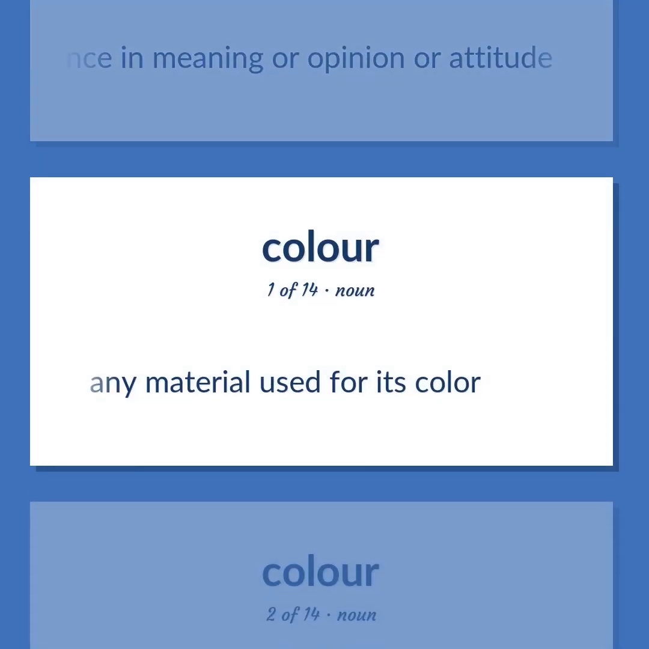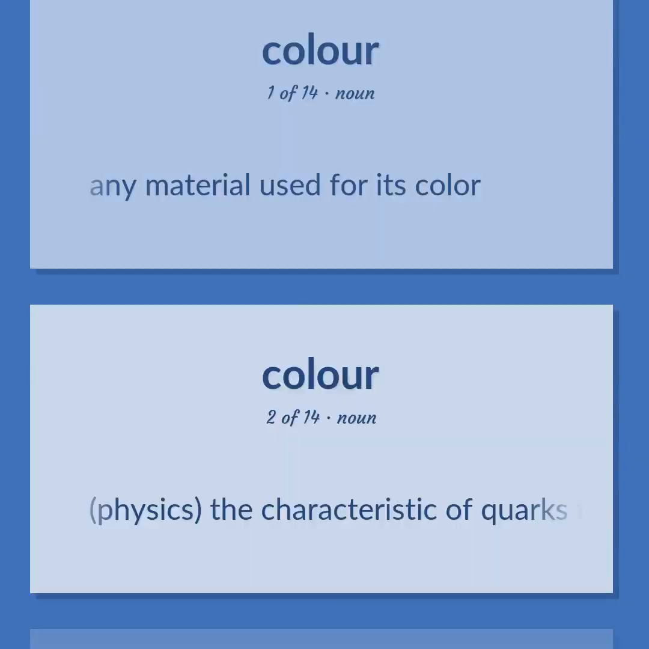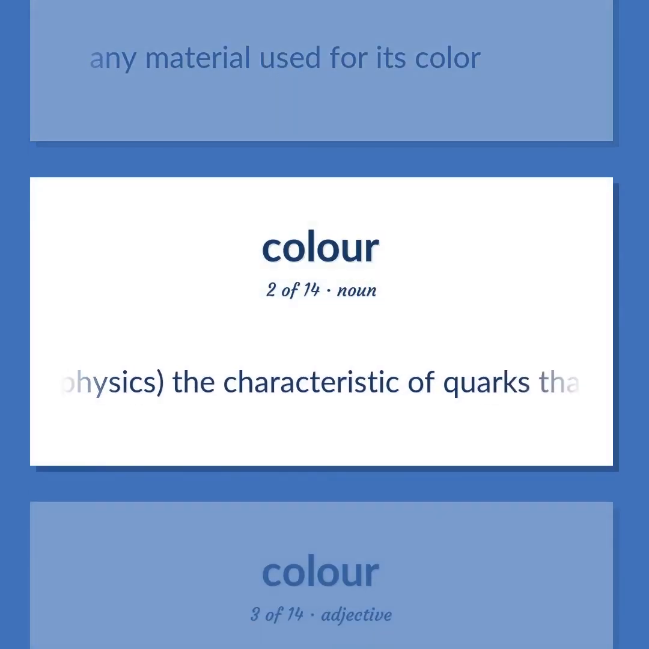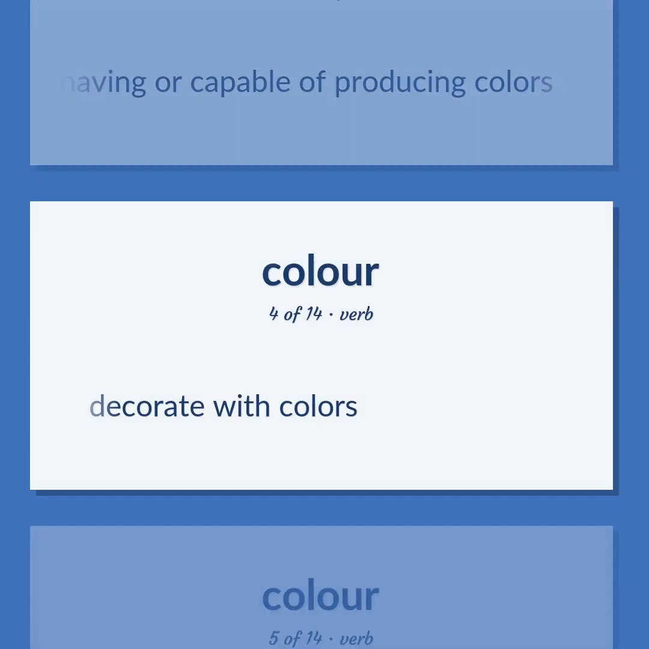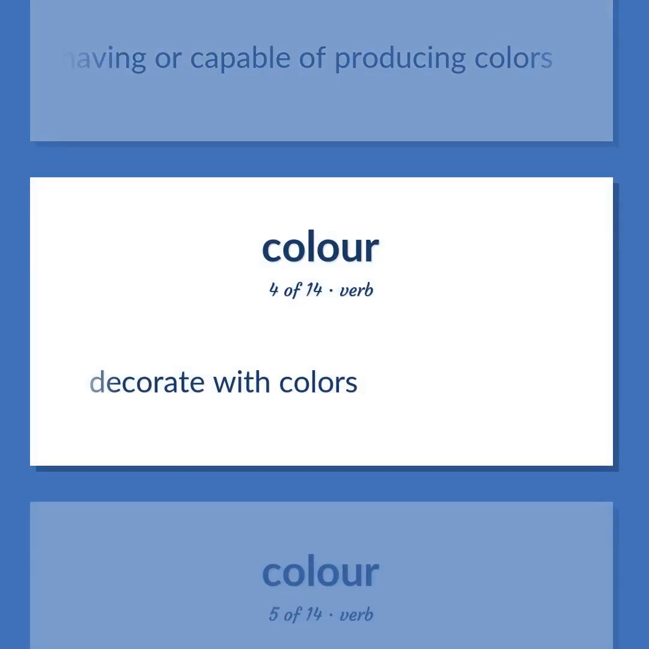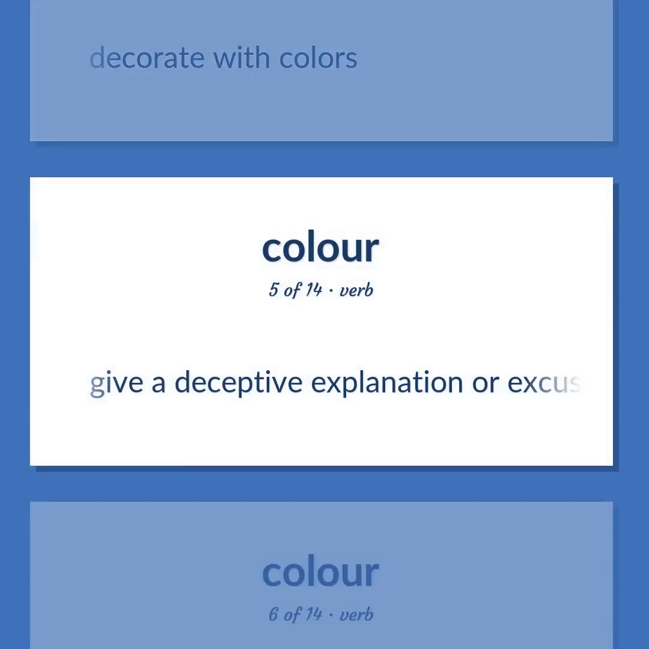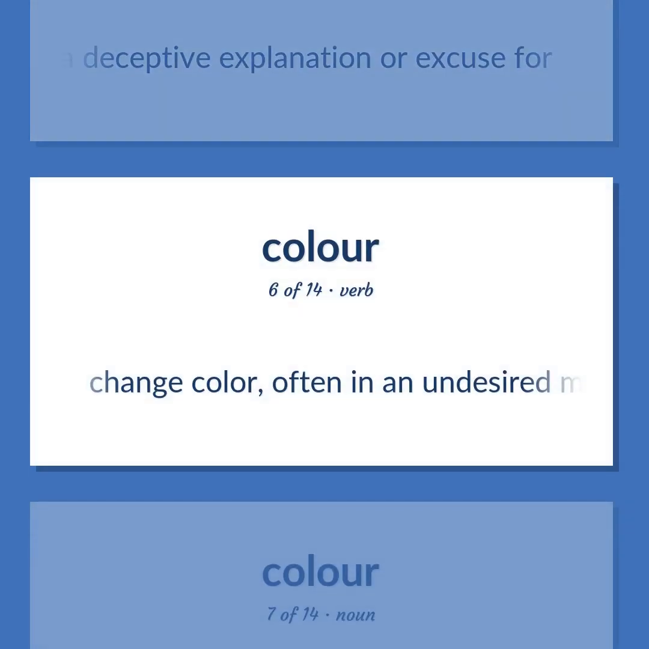Any material used for its color. Physics, the characteristic of quarks that determines their role in the strong interaction. Having or capable of producing colors. Decorate with colors. Give a deceptive explanation or excuse for. Change color, often in an undesired manner.